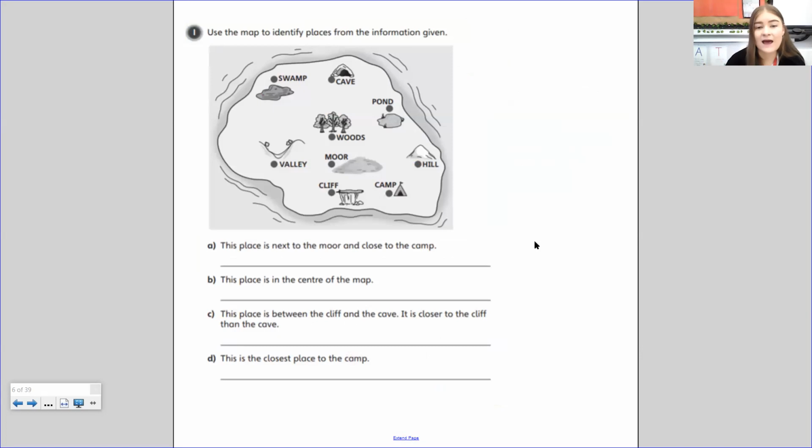So for example, 1A, you need to find somewhere that's next to the moor. So next to the moor means pretty close, and also close to the camp. So what is right next to the moor? That could be any of those things around the moor. But out of those, which is close to the camp? Okay, and you're doing that with all four, so make sure that you're using all the information that you are given, because you're being given this information, so make the most of it.